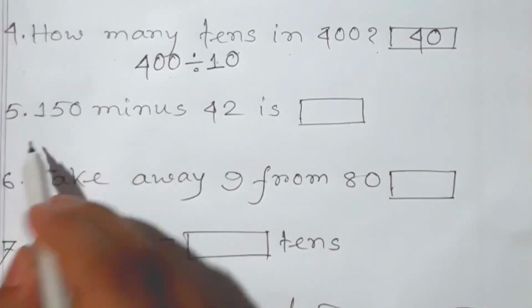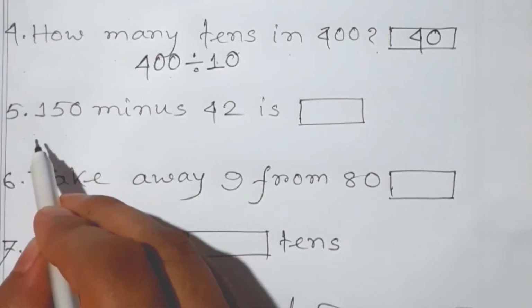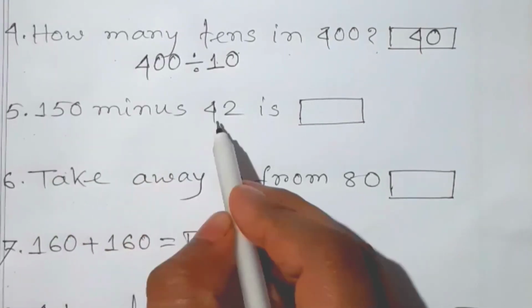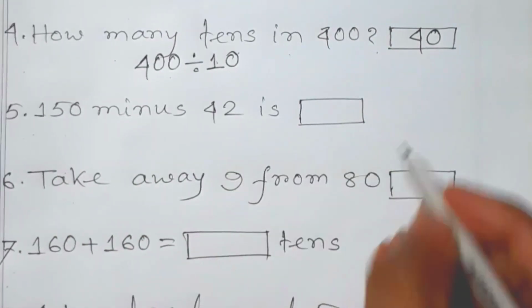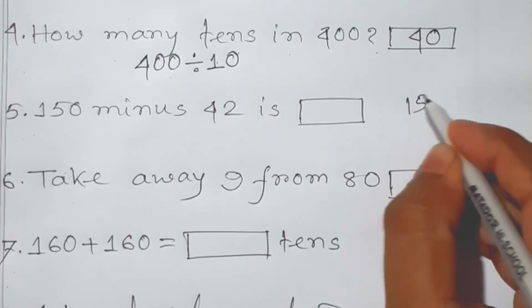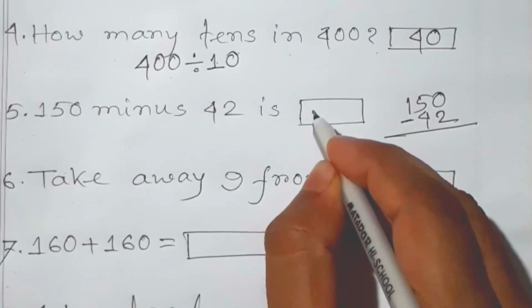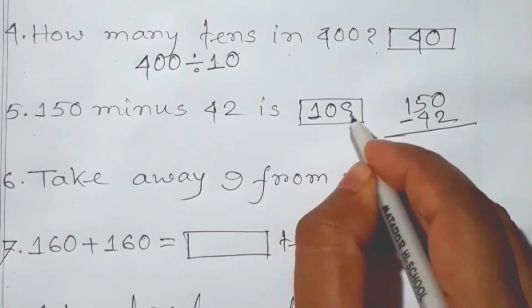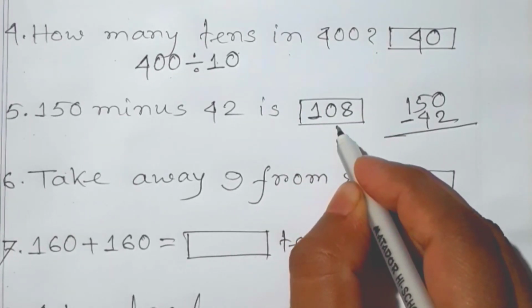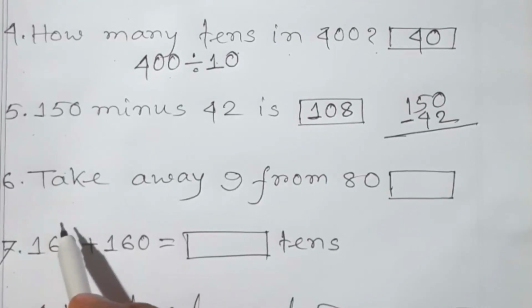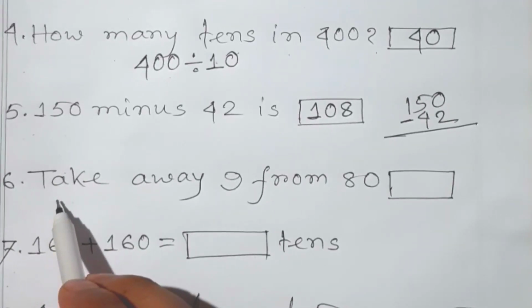Now number 5, 150 minus 42. Simple minus. 150 minus 42, the answer is 108.